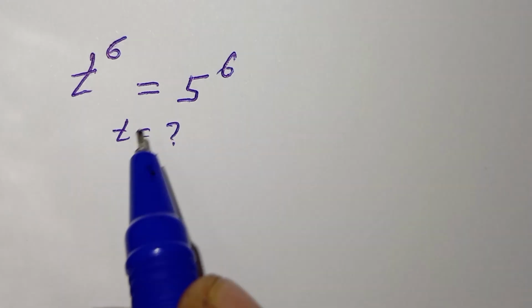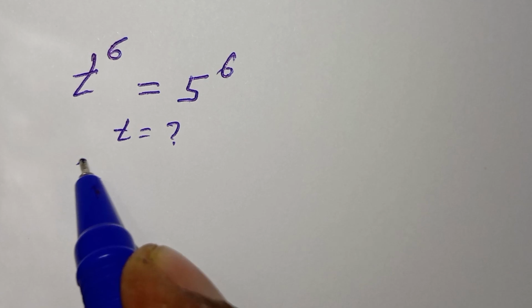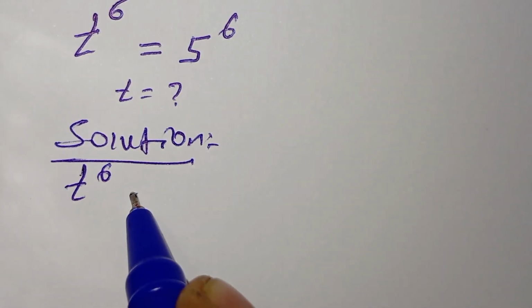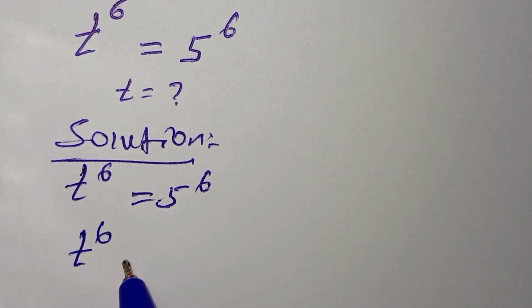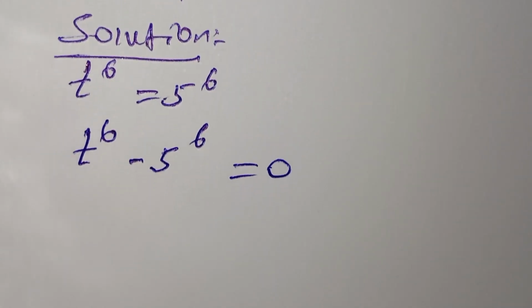Hi everybody, how to solve this t? t to the power of 6 is equal to 5 to the power of 6. Solution: t to the power of 6 is equal to 5 to the power of 6. Same as t to the power of 6 minus 5 to the power of 6 is equal to 0.